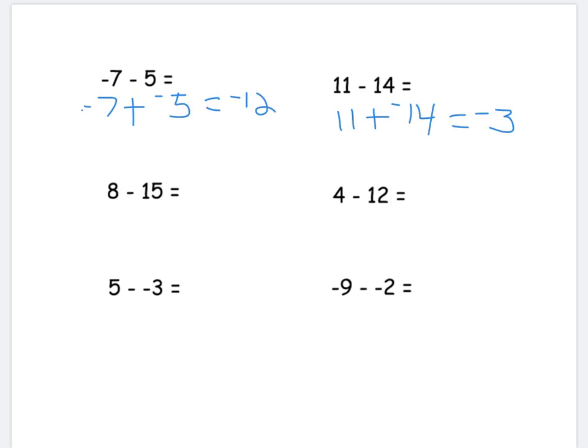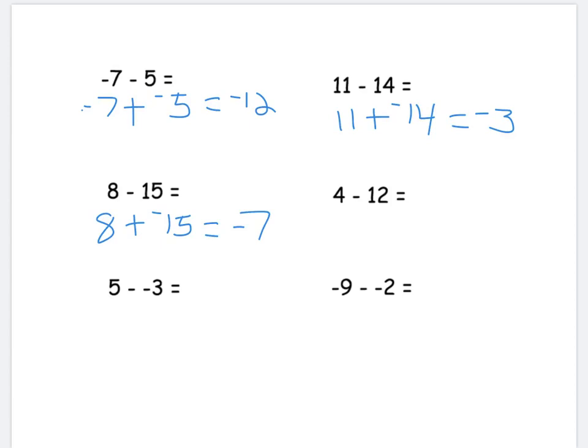So my answer should be negative 3. Same thing if I'm looking at the 8 minus 15. I would keep the 8. The subtraction changes to addition. And then the 15 becomes negative. Now my signs are different, so I have to take those numbers and subtract. So 15 minus 8 is 7, and then there are more negatives, so the negative goes with my answer.